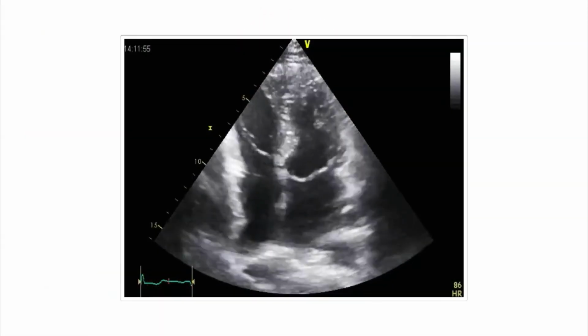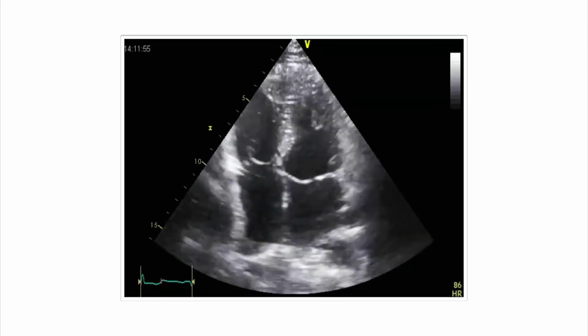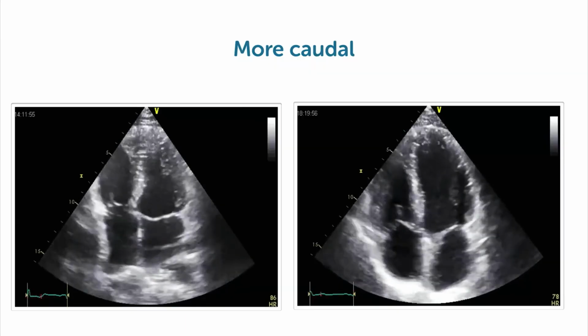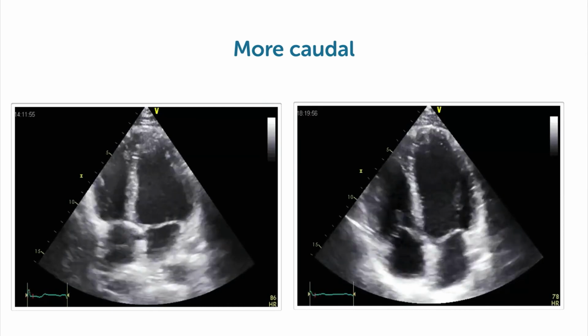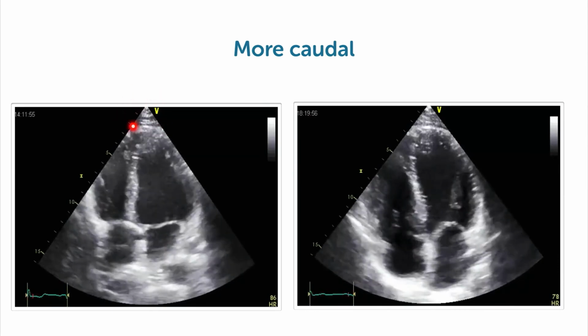And another example, what would you do here? Well, you only need to go more caudal because this is a typical example of foreshortening. Yes, look how short the ventricle is here compared to here. You're missing out on a lot of part of the left ventricle here.